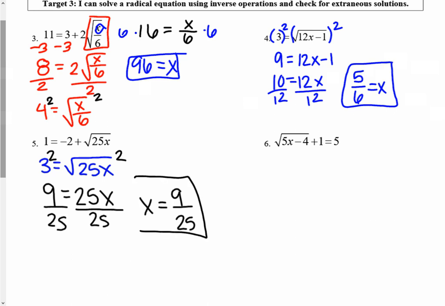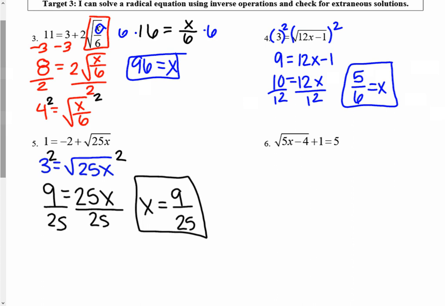Again, make sure you take these answers and you plug them in, make sure they work. This one will end up getting 1 on both sides, so I know 9 25ths is a solution for that. If you need help checking your answers, please come in to go over it.